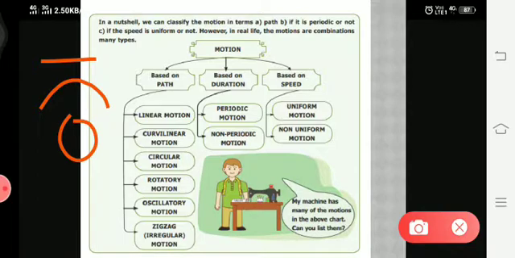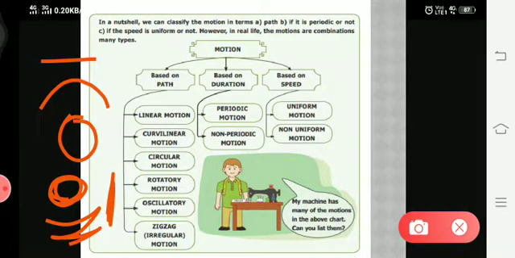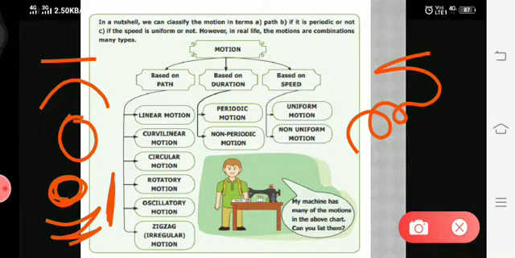Rotatory motion and circular motion are somewhat the same. Okay, circular motion, there will be a circle. Example, compass. If you draw a circle with the help of a compass, that is circular motion. Rotatory motion, rotating. Okay, and oscillatory motion, to and fro. This is oscillatory motion. And zigzag motion, it can be of any type. Okay, that is called zigzag motion.